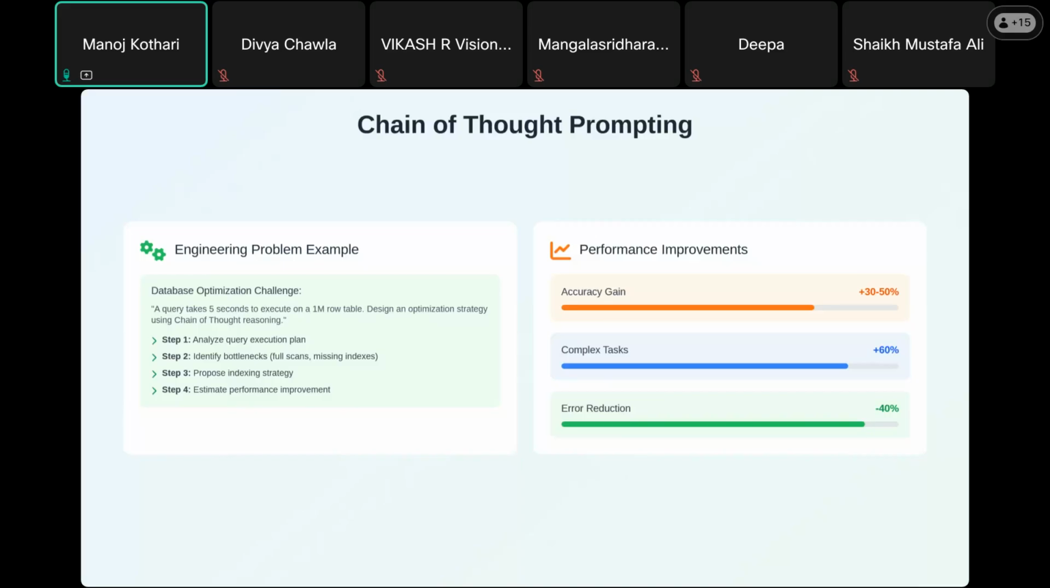Do you understand when should we use chain of thoughts, or when we should use this few shot or zero shot prompting? Anyone, please?